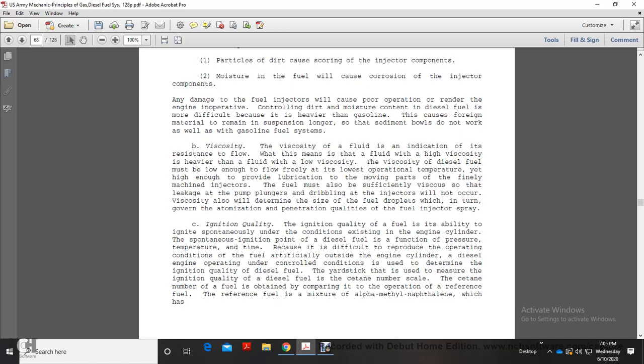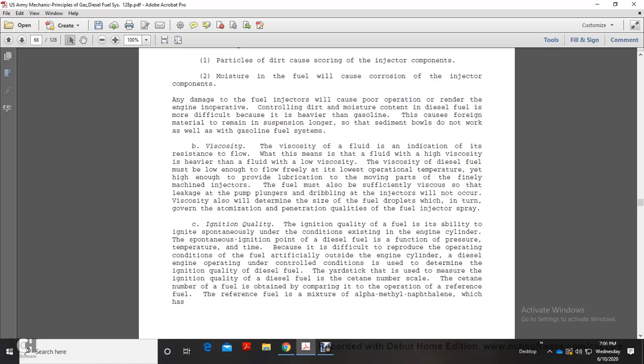Viscosity of a fluid is the indication of the resistance to flow, which means a fluid of high viscosity is heavier than a fluid of low viscosity. The viscosity of the diesel fuel must be low enough to flow freely at the lowest operational temperature, yet high enough to provide lubrication to the moving parts and finely machined injector. The fuel must also be sufficiently viscous so that leakage at the pump plungers and dripping of the injectors will not occur. The viscosity also determines the size of the fuel droplets, which in turn govern the atomization, penetration, and quality of the fuel injector spray.